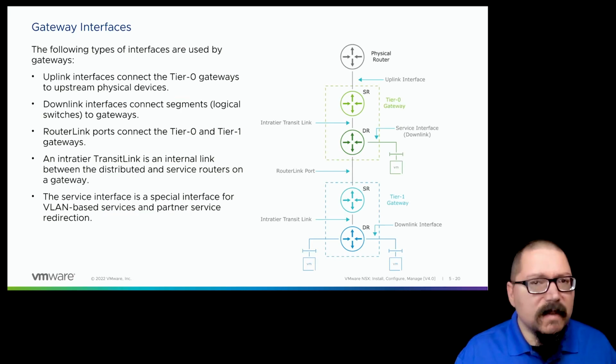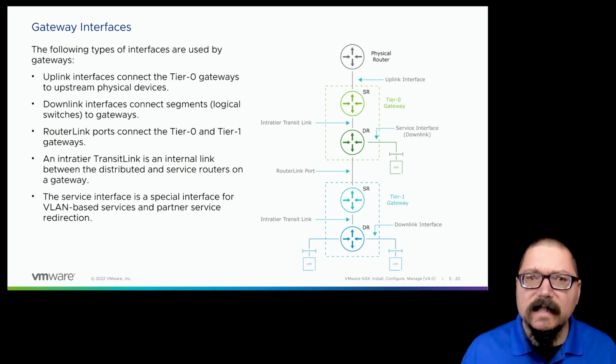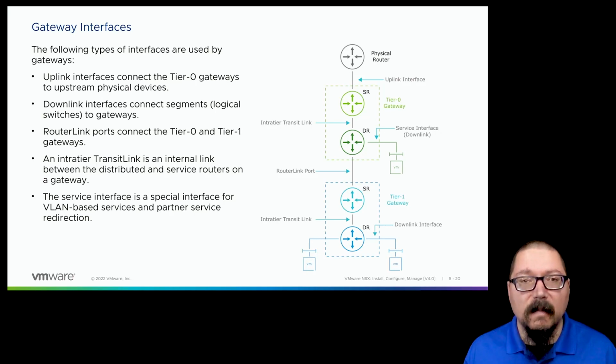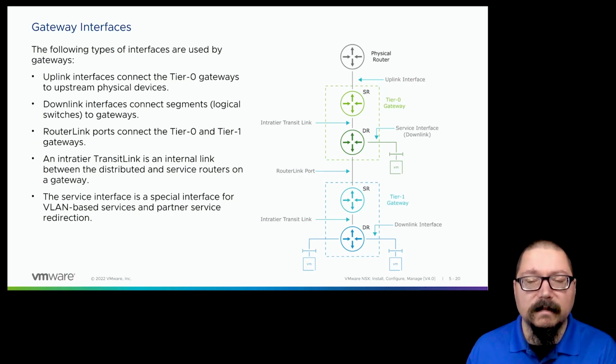Now, gateways have a number of different types of interfaces, and we've seen some of those as we've built through this material in this video. We've seen our uplink interfaces, for example, on our Tier 0 gateways. We've seen, but not called them out as, downlink interfaces attaching my gateways to segments. Our diagram here only shows the downlink interface on a Tier 1 gateway, but my Tier 0 gateway can also have downlink interfaces. That's how I enable my single tier routing topology. Downlink interfaces are what we use to connect gateways to overlay segments.